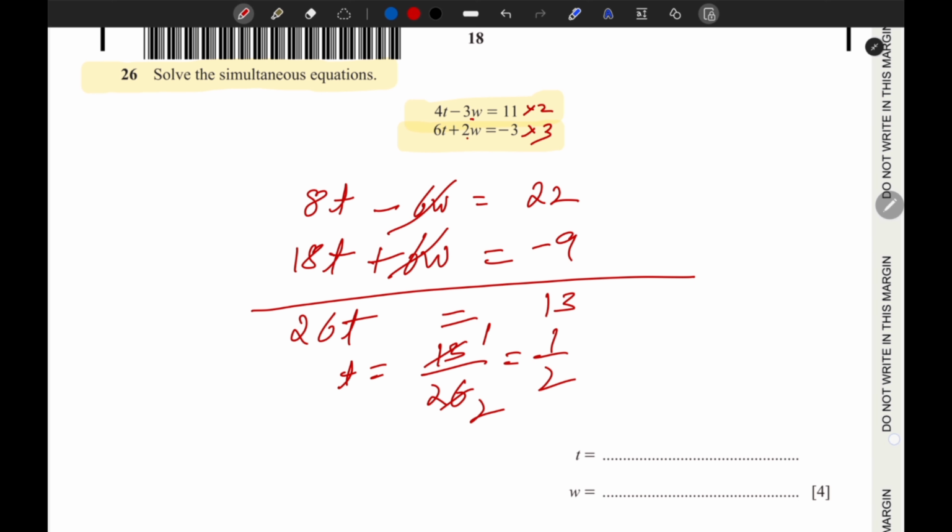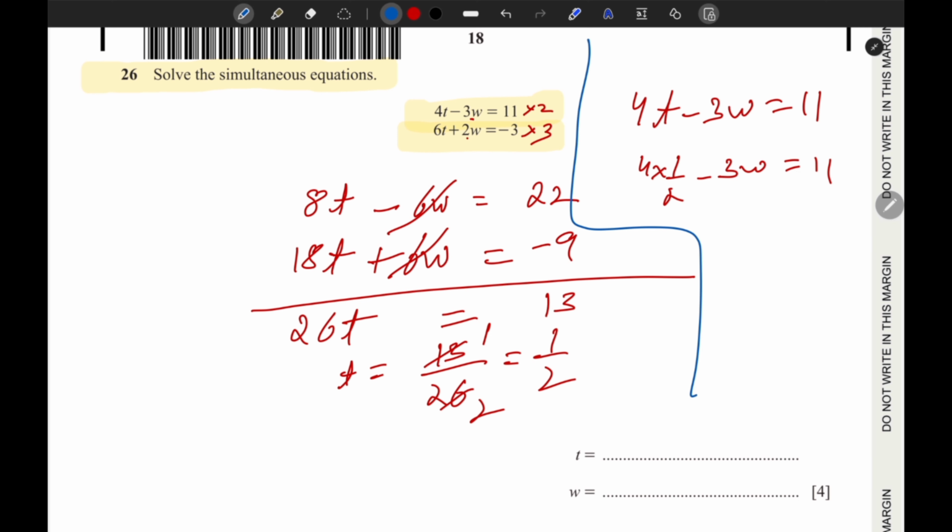Now we can substitute in any of the equations. Let's take this one, 4t minus 3w equals 11. So t is 1 by 2, so 4 into 1 by 2 minus 3w equals 11. This actually becomes 2 minus 3w equals 11. You can take it to that side. Minus 3w equals 11 minus 2, this is 9. So minus 3w equals 9. w is 9 by minus 3, which equals minus 3.